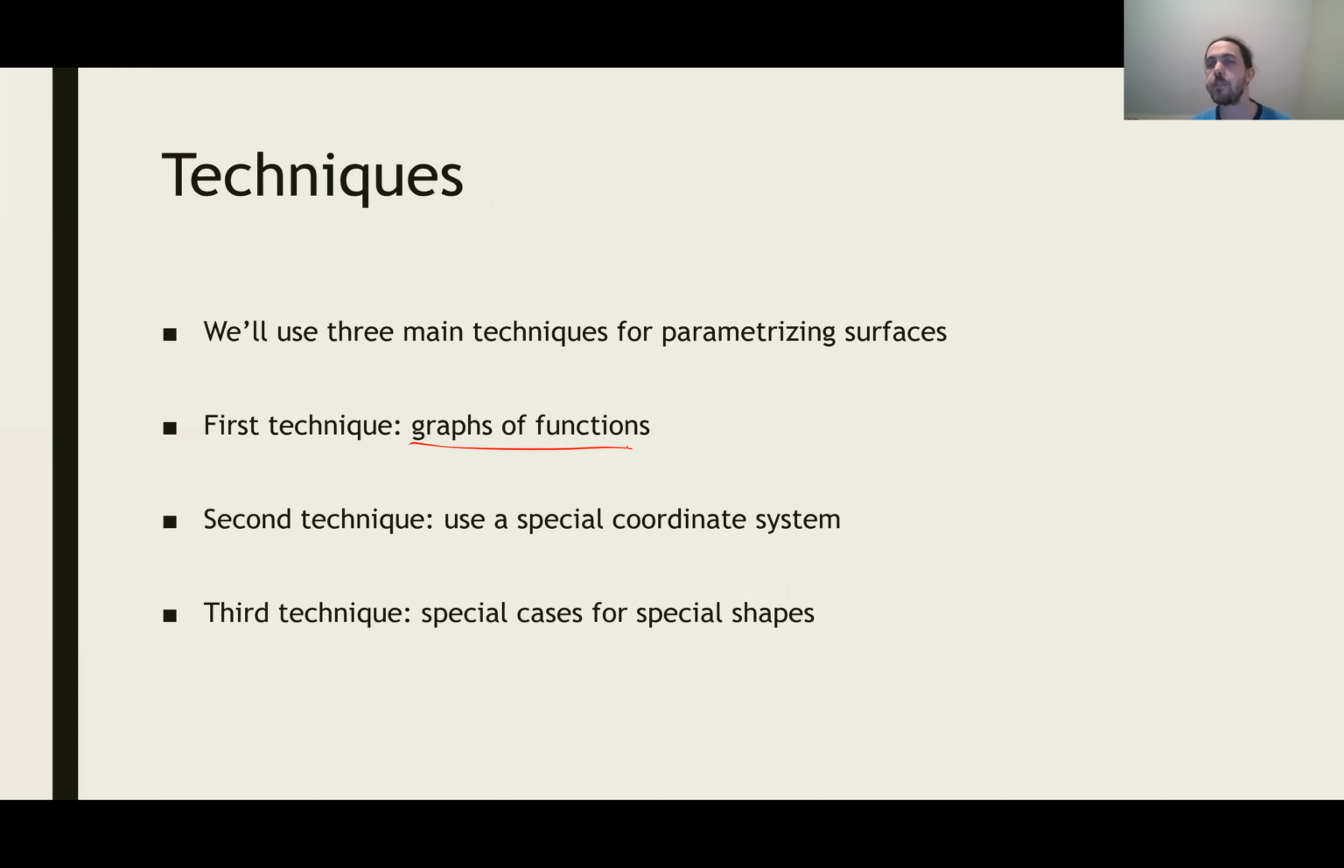The second technique we have is that certain surfaces look really nice inside certain coordinate systems. If something's round, it typically looks good in spherical coordinates. If something's cylindrical or kind of cylindrical, it looks good inside cylindrical coordinates. And we have certain special examples for parametrizing shapes that show up all the time, triangles and parallelograms inside 3-dimensional space. And so we'll go over these 3 techniques over the course of this lecture.